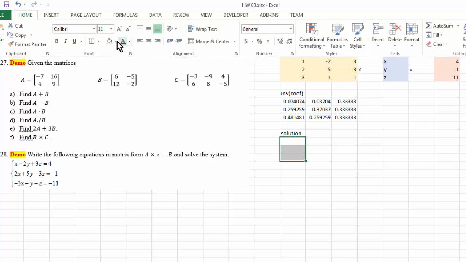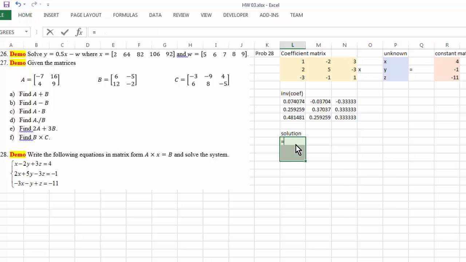our solution will be a 3x1 column matrix, and that equals to the matrix multiplication of the inverse matrix and the constant matrix. Control Shift Enter. And that's the final answer. Therefore, x equals to 4, y equals to -3, and then z equals to -2. So that's how you use matrix in Excel to solve system of linear equations. You can use this method to solve system of more linear equations, for example, 5 equations, 6 equations, etc.